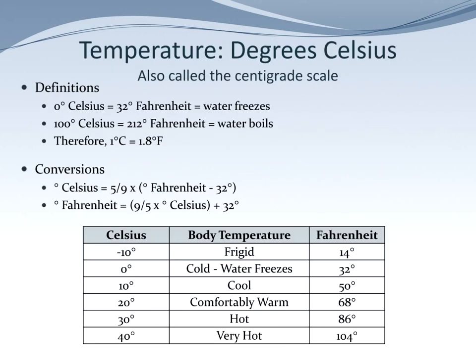The basic metric unit for temperature is degrees Celsius, also known as degrees centigrade. 1 degree Celsius is equivalent to 1.8 degrees Fahrenheit. For example, water boils at 100 degrees Celsius or 212 degrees Fahrenheit.